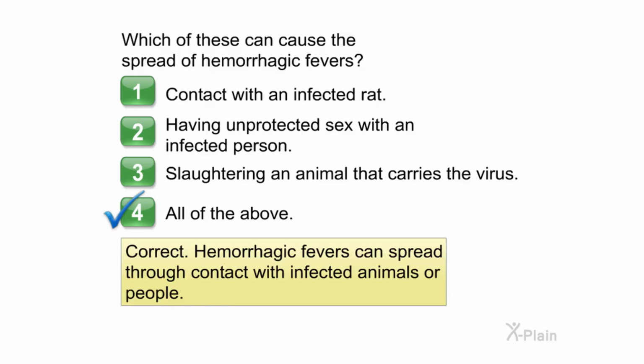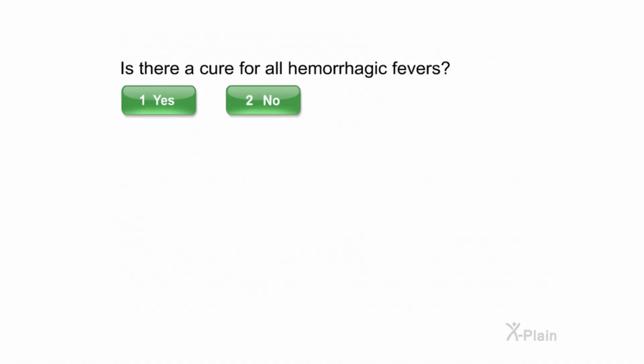Correct. Hemorrhagic fevers can spread through contact with infected animals or people. Is there a cure for all hemorrhagic fevers? Select yes or no.